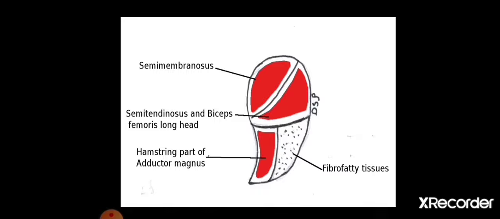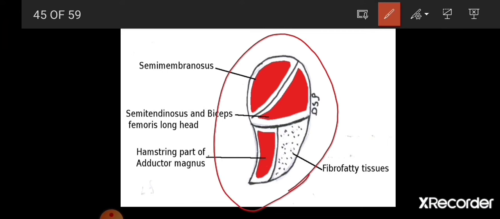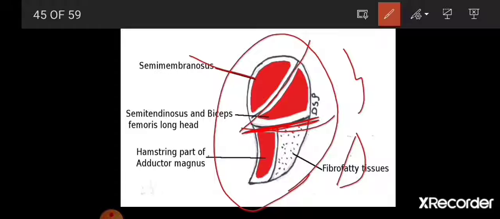In this we have drawn the ischial tuberosity as the comma shaped structure. This complete is the ischial tuberosity, and it has been divided into two parts, the upper quadrangular and lower triangular part, by this horizontal ridge. So this is upper quadrangular part and this is lower triangular part. Upper quadrangular part is again divided by this oblique ridge into superolateral and superomedial part.